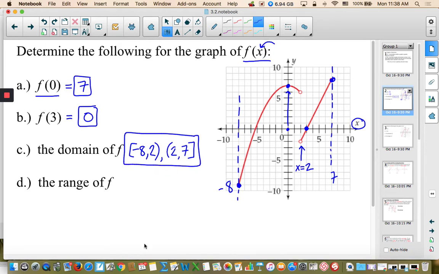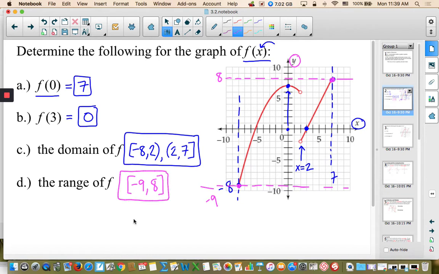The range. The range is the y values. So now instead of going from left to right, the y values are along the vertical axis, so I'm going to go from bottom to top. So I look down here. This is the lowest that I go here, -9, and it goes all the way up here to +8. It includes 8 because that was a closed circle. If I go down here, it includes -9 because that was a closed circle, so it goes from -9 up to 8, and that would be my range.